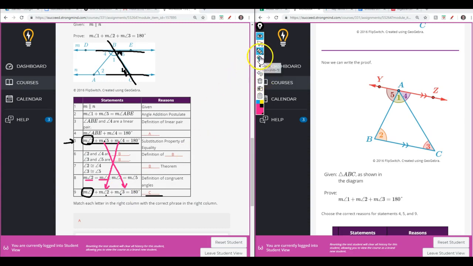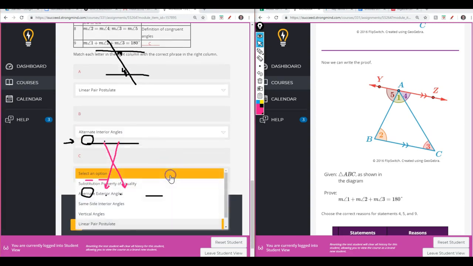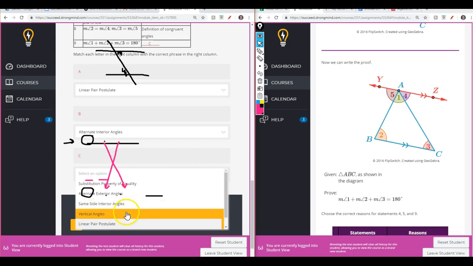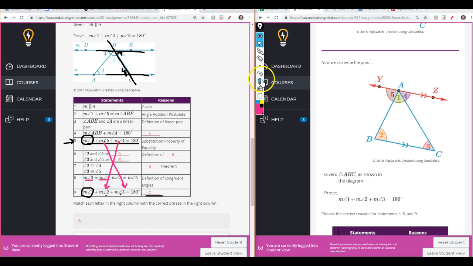Either way, that's okay. So this is the substitution property because they replaced the measure of angle 5 with the measure of angle 3, and they replaced the measure of angle 4 with the measure of angle 2. So that's our substitution property. That's how I'd go through answering this question.